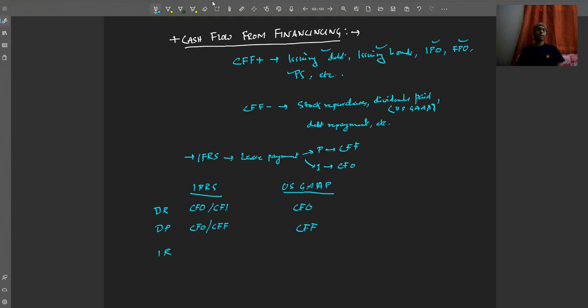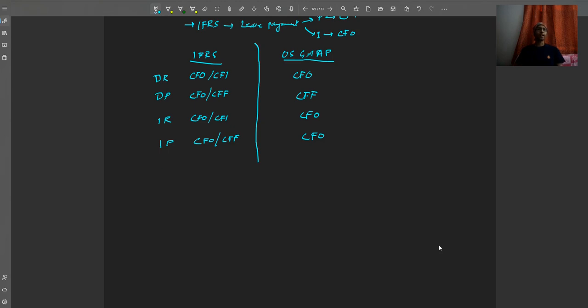Interest received can be an operating activity or an investing activity under IFRS. Interest received under US GAAP is strictly an operating activity. Interest paid under IFRS can be an operating activity or a financing activity, but under US GAAP it is strictly an operating activity. So these are a few differences between IFRS and US GAAP, friends. A few more differences, friends.